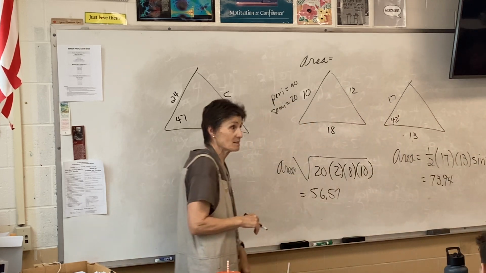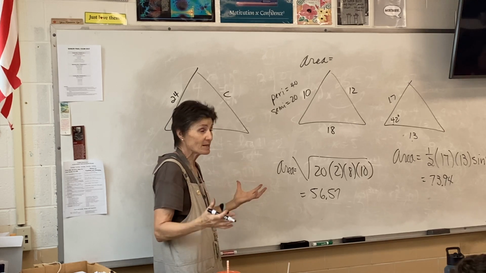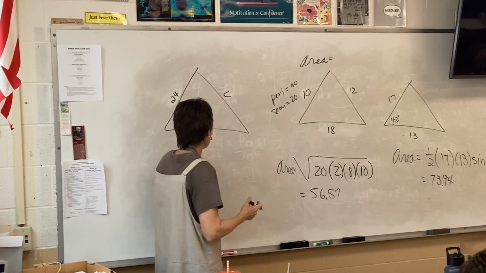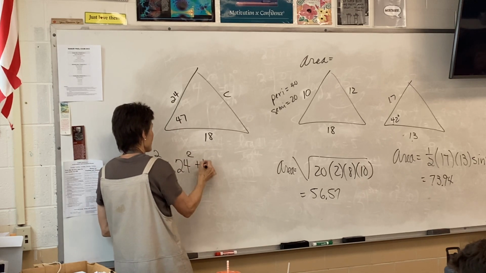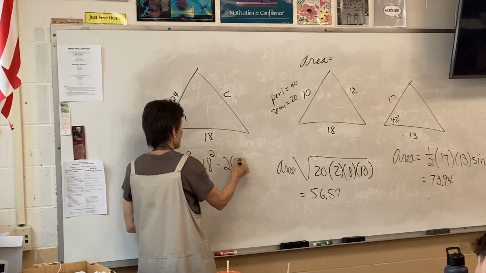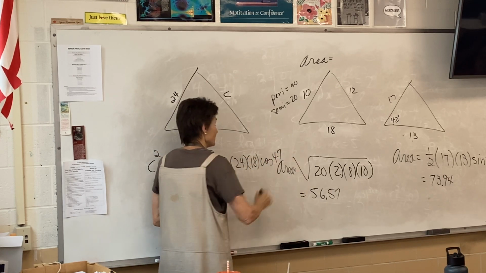So again, I'm not expecting you to memorize it, although you should have it memorized. But you need to know how to use it. The law of cosines says C squared equals 24 squared plus 18 squared minus 2 times 24 times 18 times cosine 47.